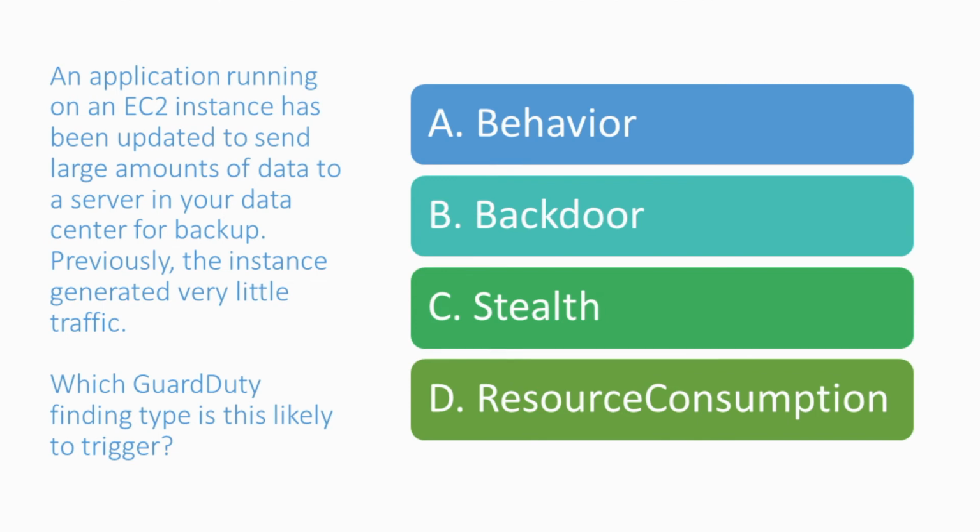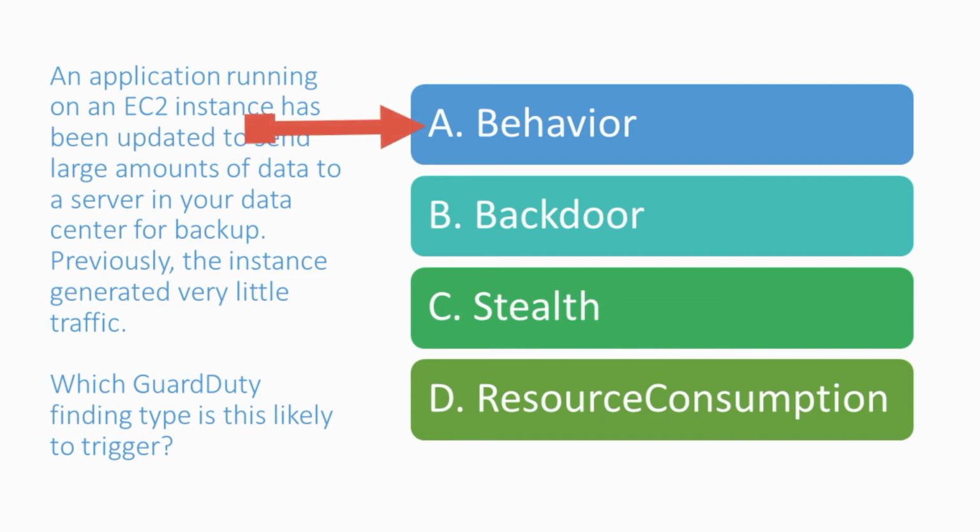An application running on an EC2 instance has been updated to send large amounts of data to a server in your data center for backup. Previously, the instance generated very little traffic. Which GuardDuty finding type is this likely to trigger? A. Behavior. B. Backdoor. C. Stealth. D. Resource consumption. Correct answer for this question is option A, Behavior.